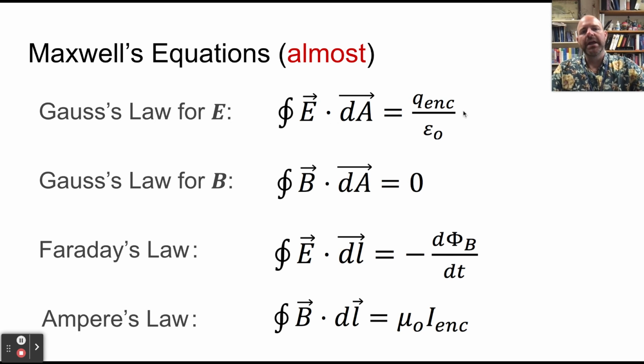And so we've got enclosed charge, static charge generates electric fields. You can't enclose single poles for magnetism, so you can't have a magnetic monopole because of that. Faraday's law tells us that a change in magnetic field gives us an electric field. And Ampere's law says moving charge generates magnetic fields, right?